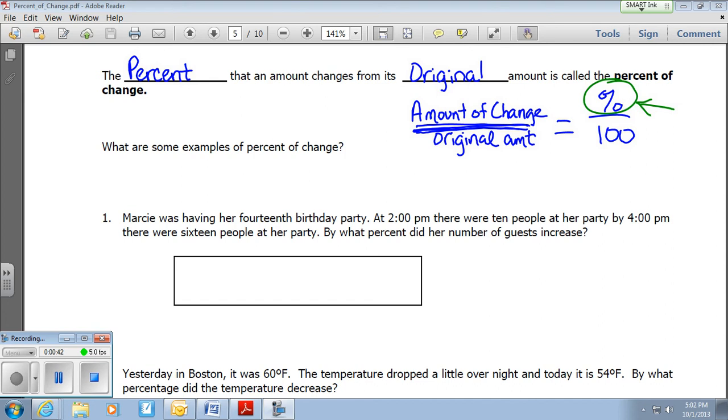So I want you to remember this formula right here. It's amount of the change. This goes on top. The original amount, which means the first amount, what it was to begin with, goes on the bottom. And that becomes our part over the whole, and then we just set it up like a regular proportion. Part over whole equals percent over 100. And then we can find that percentage of the change, whether it's an increase or a decrease.